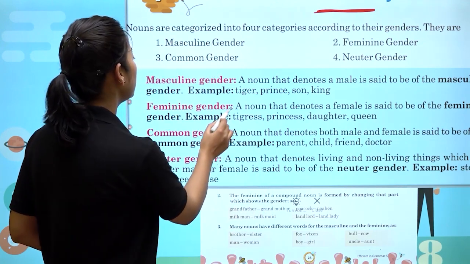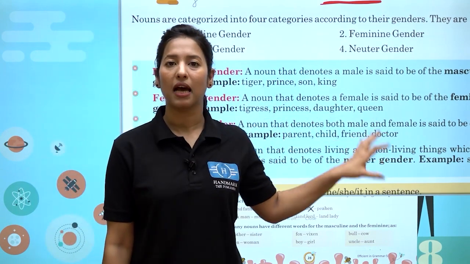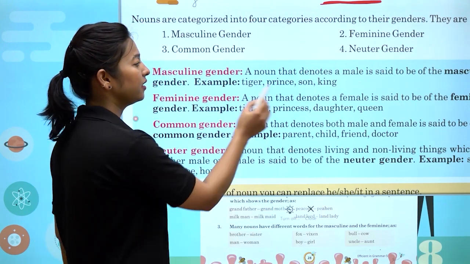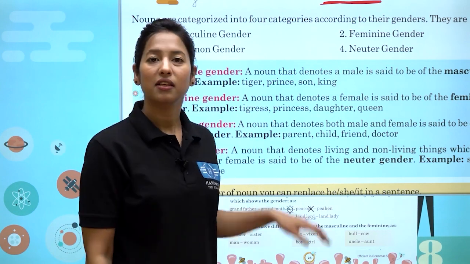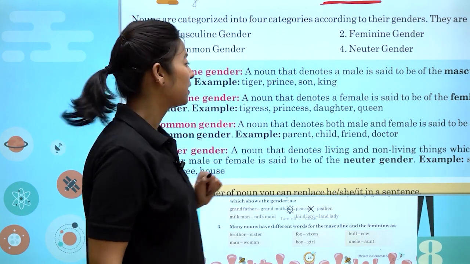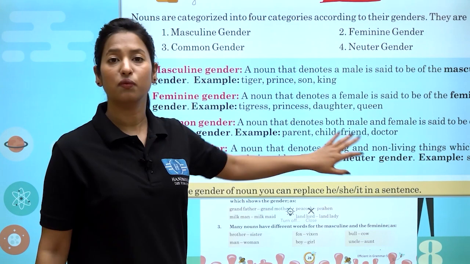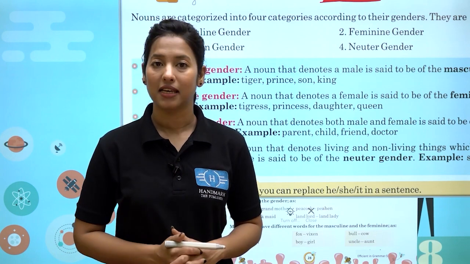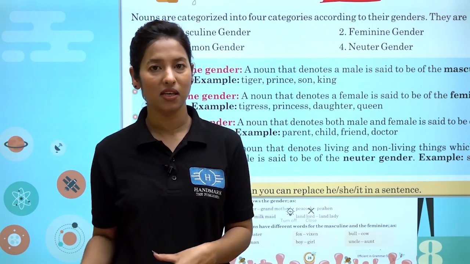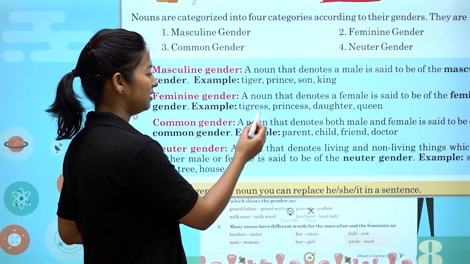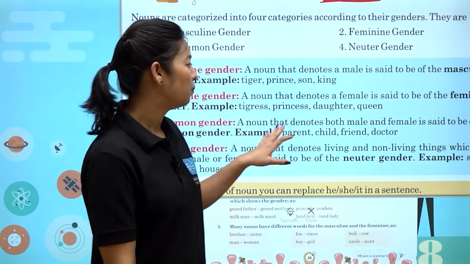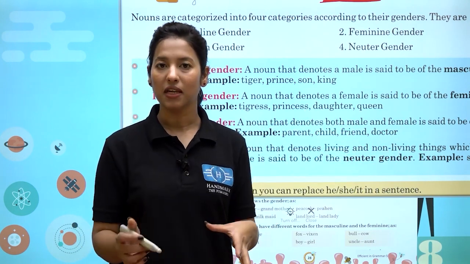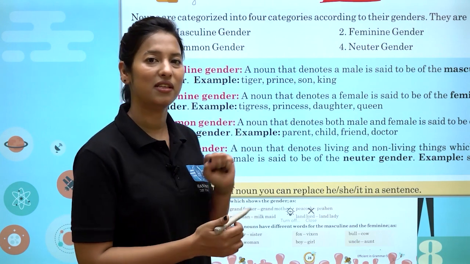For example, nouns that denote male characteristics are called masculine gender. For example, tiger, prince, son, king. These can be people or animals. Similarly, nouns that denote female characteristics are called feminine gender. Feminine genders again can be people or animals as well. For example, tigress, which is an animal, princess, daughter, queen. These are all female characters. That's why we call them feminine genders.